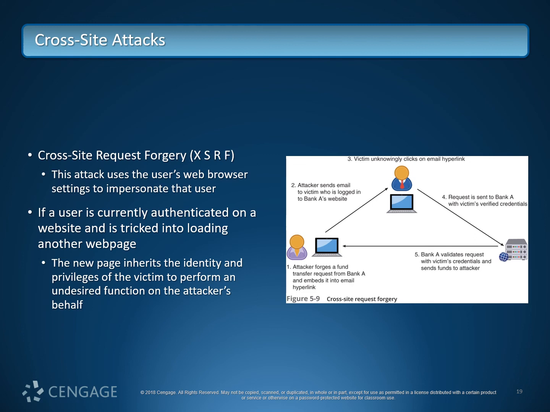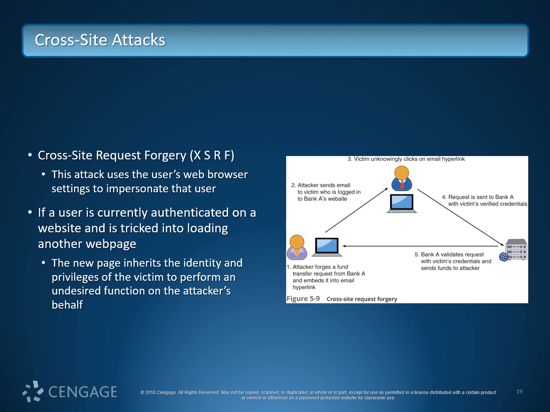XSRF, or cross-site request forgery. This is where we have a user's web browser settings manipulated to impersonate somebody. So here we have a cross-site forgery. The attacker forges a fund transfer request from Bank A, embeds it into an email hyperlink, and sends it to the victim who's logged into Bank A's website. They unknowingly click on the hyperlink using clickjacking or something similar, and the request is sent to Bank A with the verified credentials. So at this point, there's an automated request being processed to transfer money or some kind of valuable material. Could be information, where the server receives the request, quote unquote request, and then validates it and sends it on to the attacker.